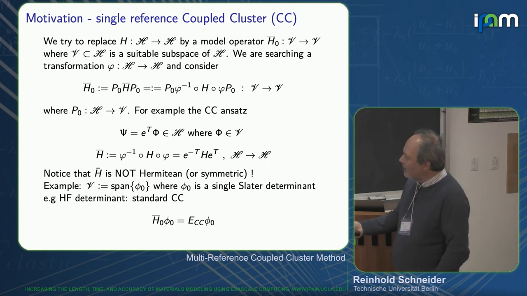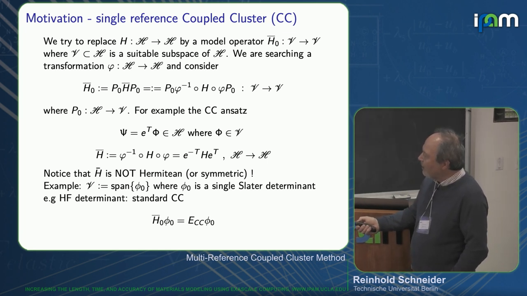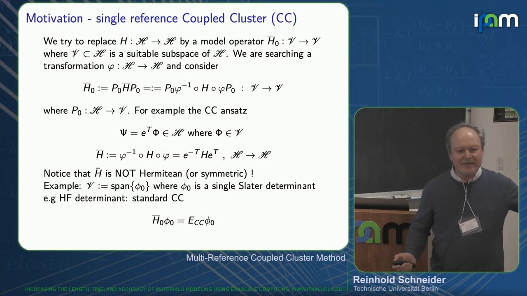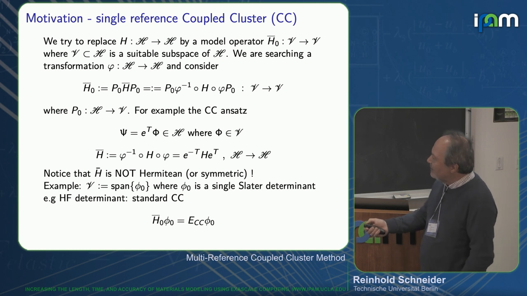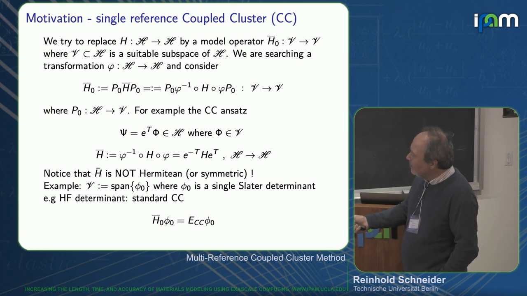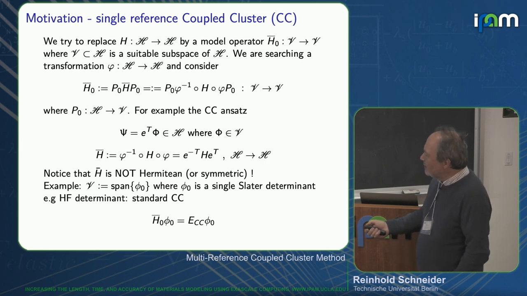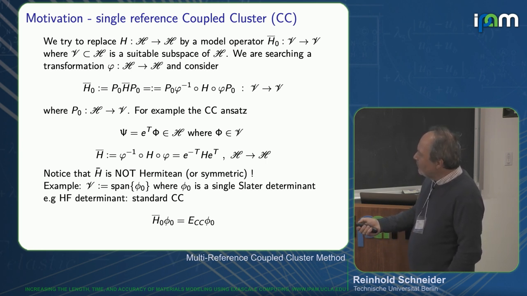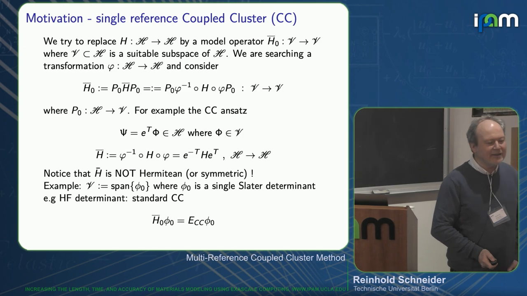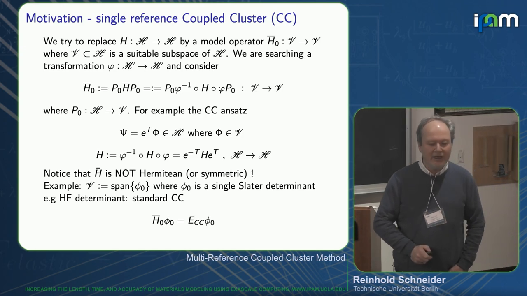But I do not want only to project the operator to the subspace, because I'm losing a lot of information about what is outside the subspace. I want to incorporate this information about what is outside the subspace by finding a transformation from the configuration space into itself. And then I introduce the composition of this transformation, the Hamilton operator, and the inverse transformation. And this is now restricted to the subspace.